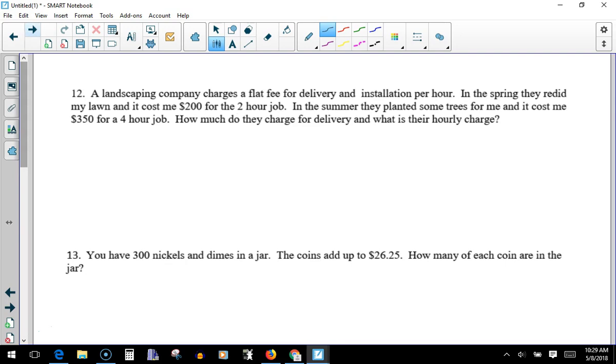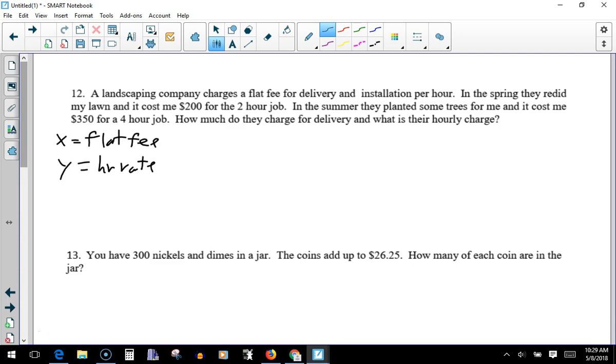Landscaping fee charges a flat fee for delivery and installation per hour. This is 2 jobs. Now remember, when you're comparing 2 jobs, it's a value, value, value, and a value, value, value. Okay? Now, these are really easy. X is the flat fee. And Y is the hourly rate. So, it's a very simple setup. And this is a very standard real-world problem.